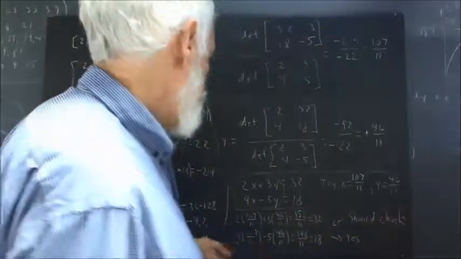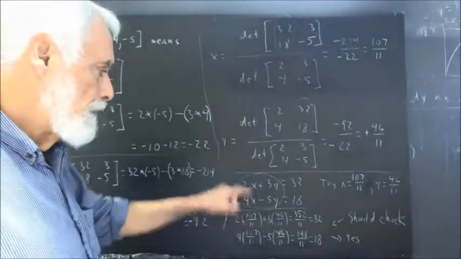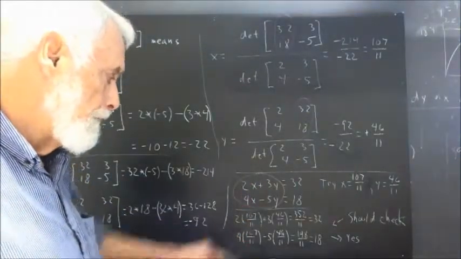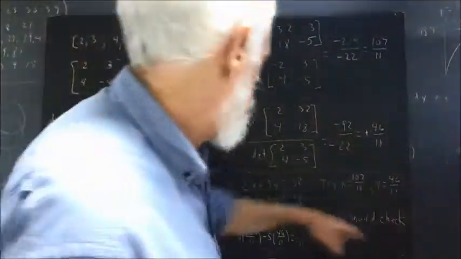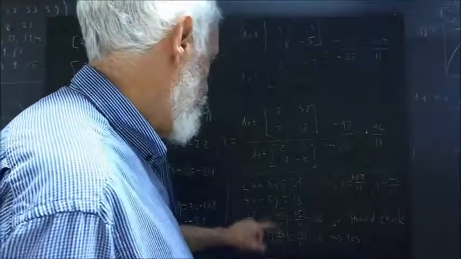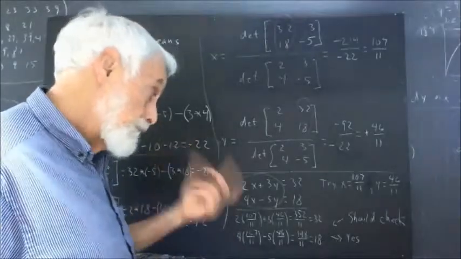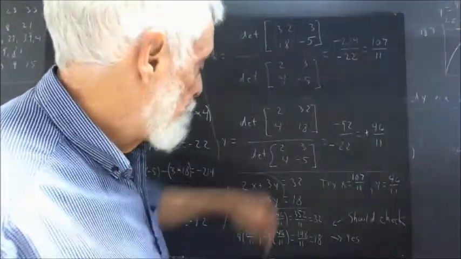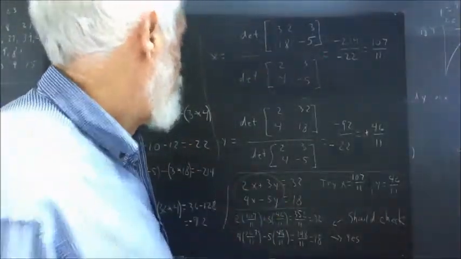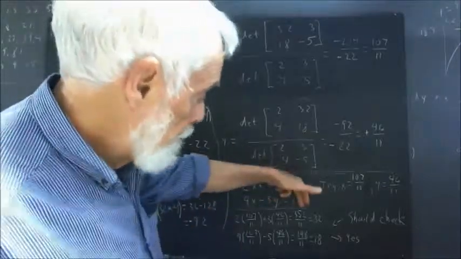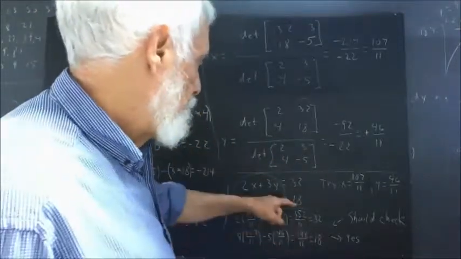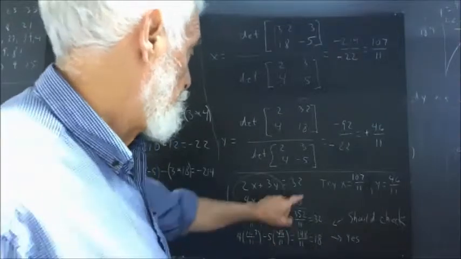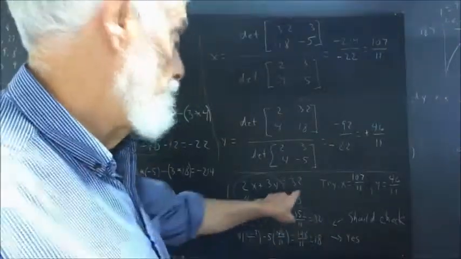Okay, so we check it. We substitute 107 over 11 for the x's here and here. We substitute 46 over 11 for the y's here and here. We do the arithmetic. 2 times 107 is 214. 3 times 46 is 138. 214 and 138 is 352. And 352 divided by 11 is 32. So this first equation checks out.